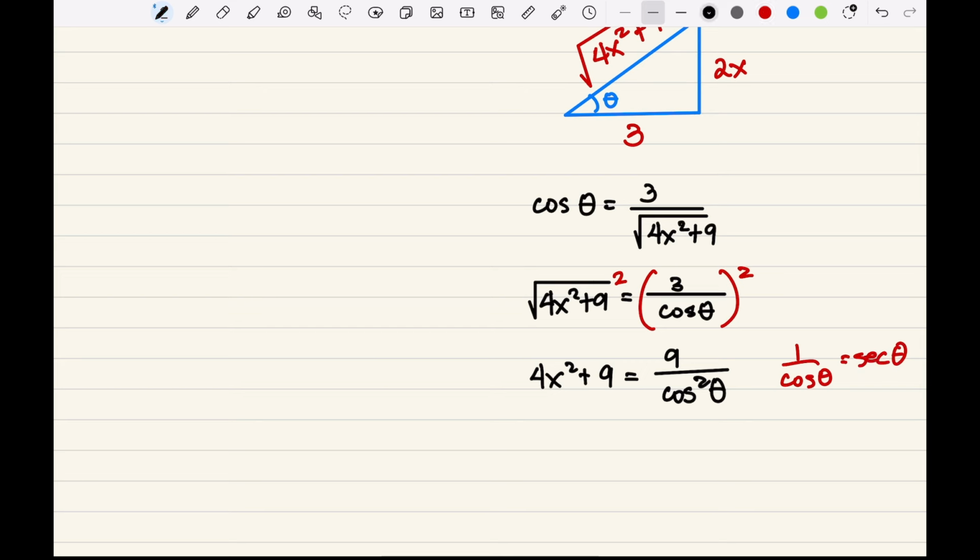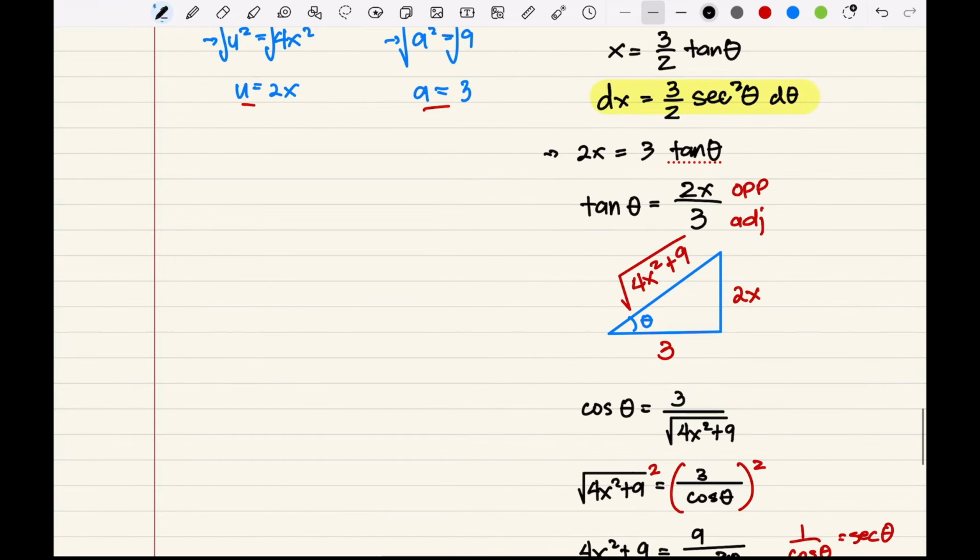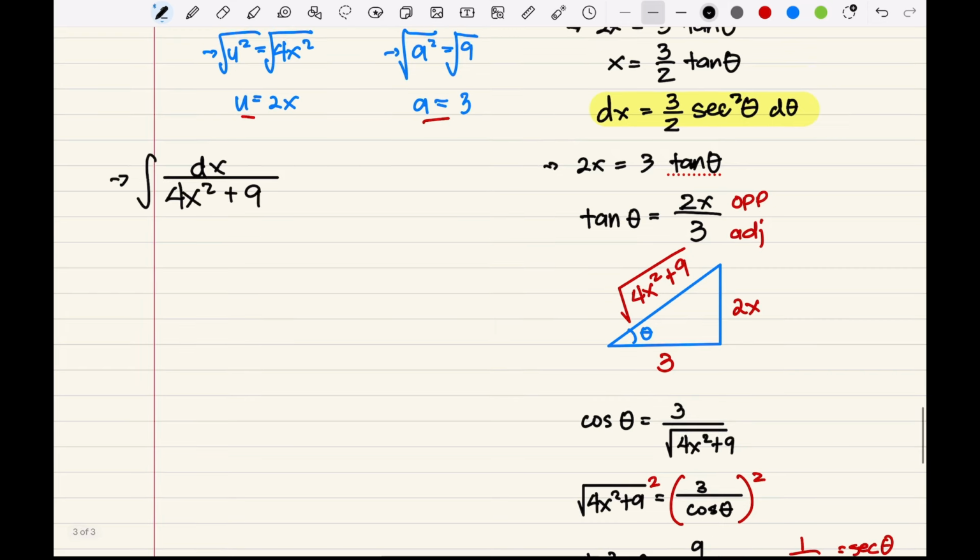Our equation will be reduced to 4x squared plus 9 equals 9 secant squared theta. This will now be our substitution for 4x squared plus 9 in terms of theta. So, from our original integral, let us now try to transform the integral of dx all over 4x squared plus 9. Our differential x is equal to 3 halves secant squared theta d theta. So, our integral will have 3 halves secant squared theta d theta.